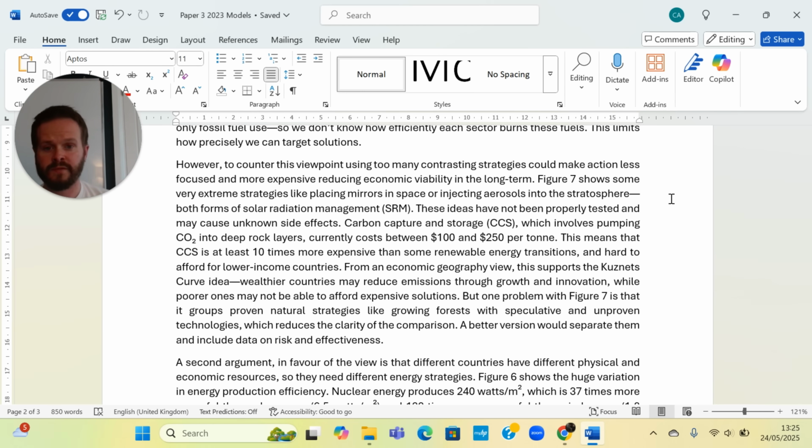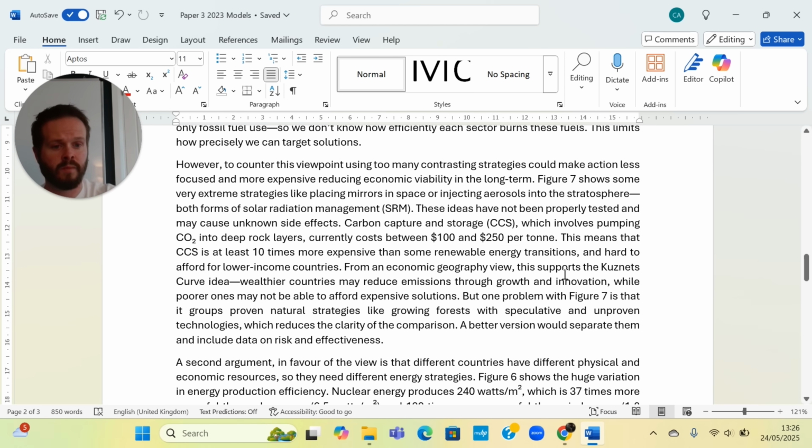Figure 7 shows some very extreme strategies like placing mirrors in space or injecting aerosols into the stratosphere, both forms of solar radiation management. These ideas have not been properly tested and may cause unknown side effects. Carbon capture and storage, which involves pumping CO2 into deep rock layers, currently costs between $100 and $250 per ton. This means that CCS is at least 10 times more expensive than some renewable energy transitions. So once again, showing the significance of just how expensive it is.